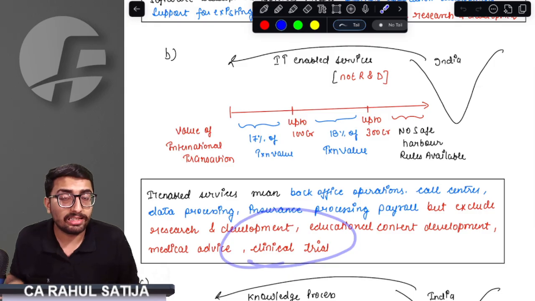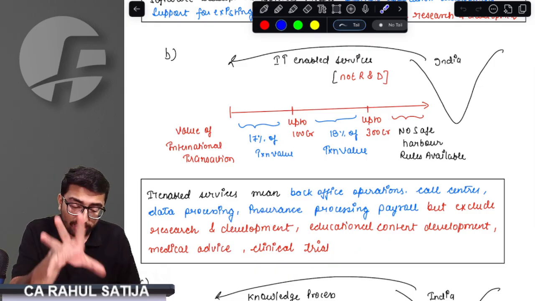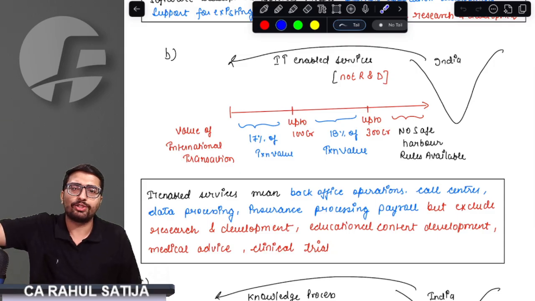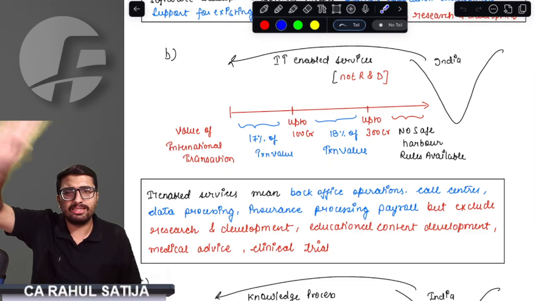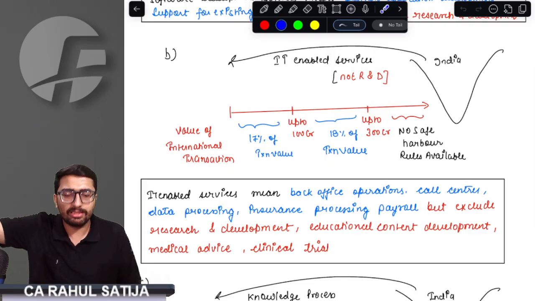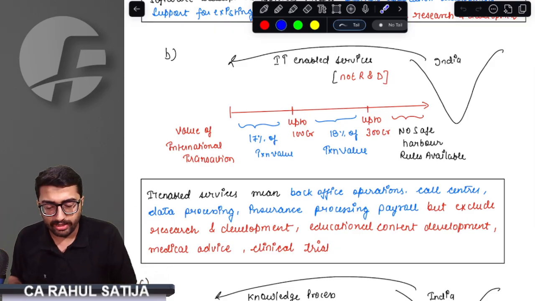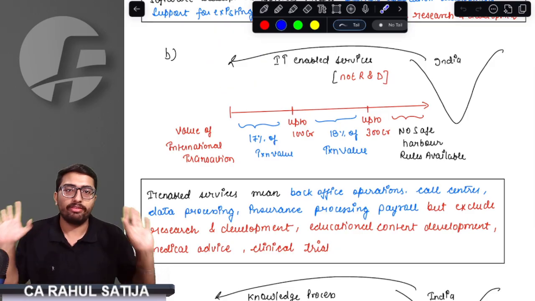If any clinical trial is being done, then this safe harbor rule benefit is not available. What are clinical trials? Clinical trial is the stage when a medicine is being made and tested in India. These clinical trials are not IT enabled services. These are pure practices. So in that case, safe harbor rules are not available.